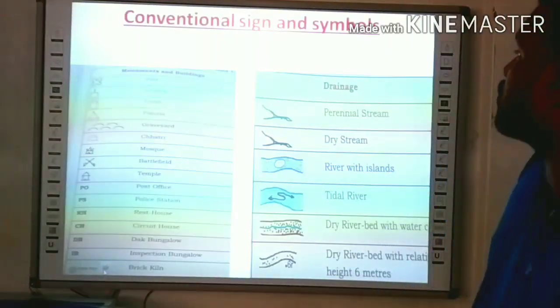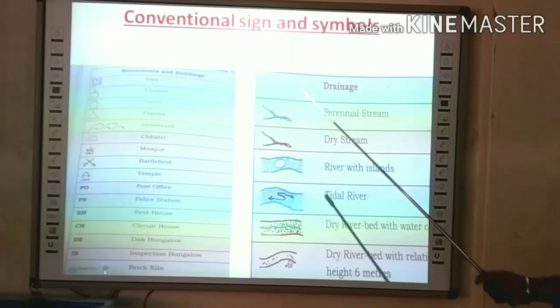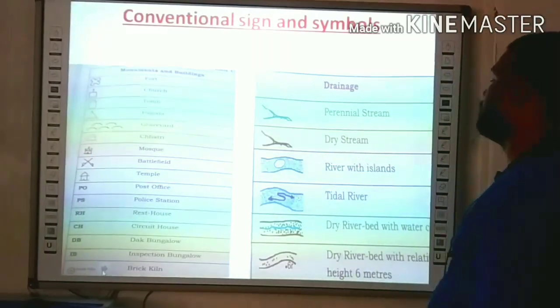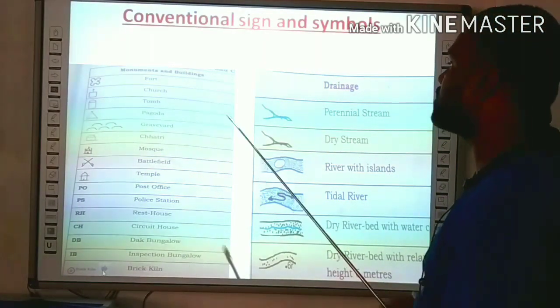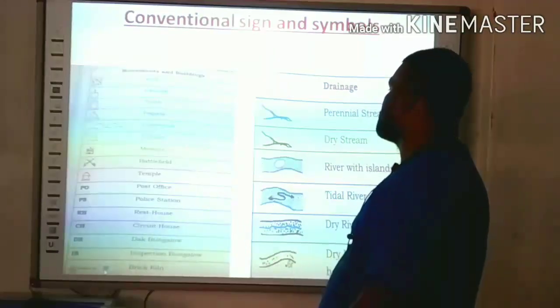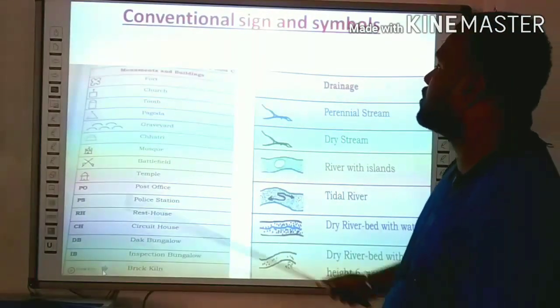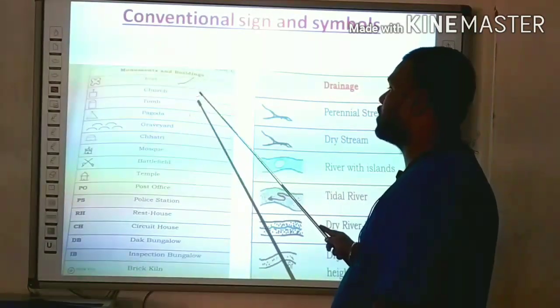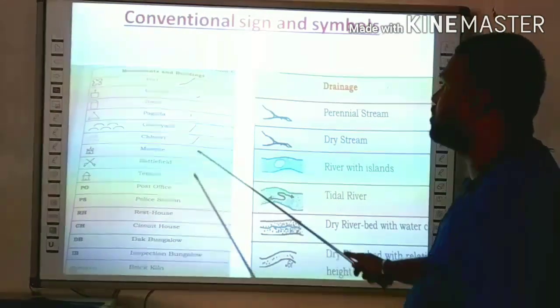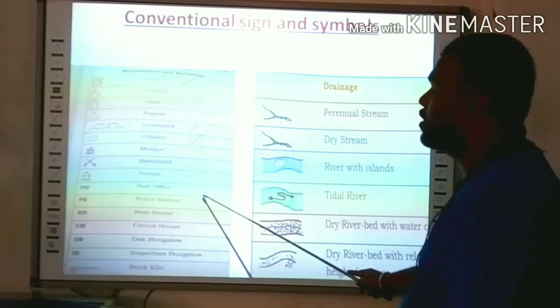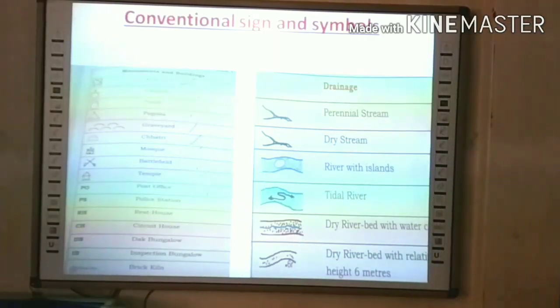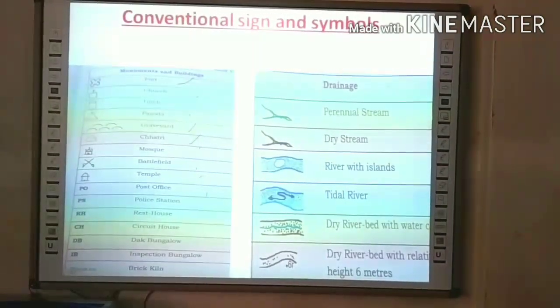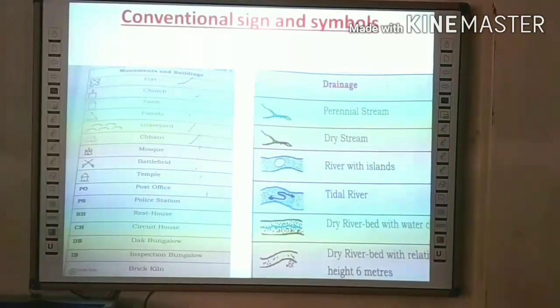Now this is another very important topic, conventional signs and symbols. If you have a good idea of these conventional signs and symbols, you can easily score good marks in the toposheet. Here are some monuments and buildings. You can see churches, mosque, post office, police station, then circuit house, dak bungalow, inspection bungalow, brick kiln.